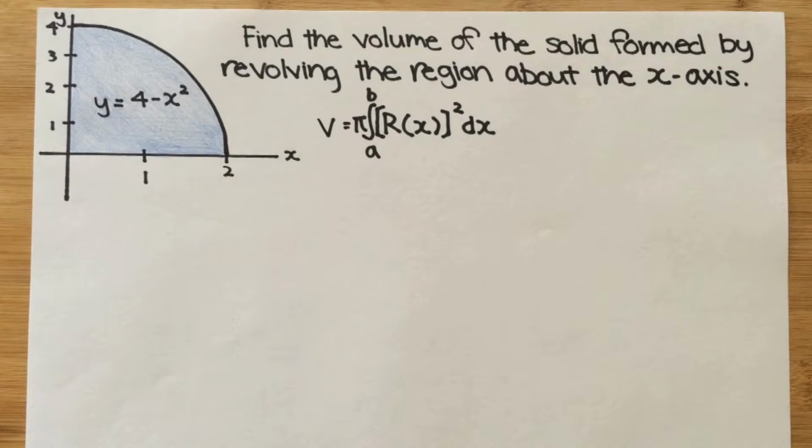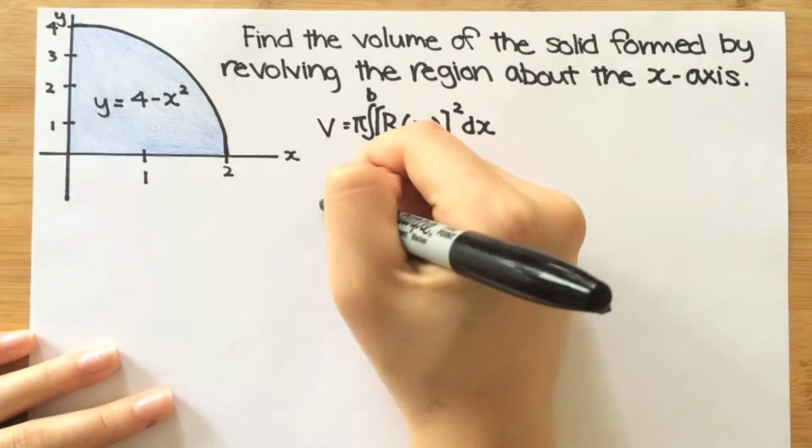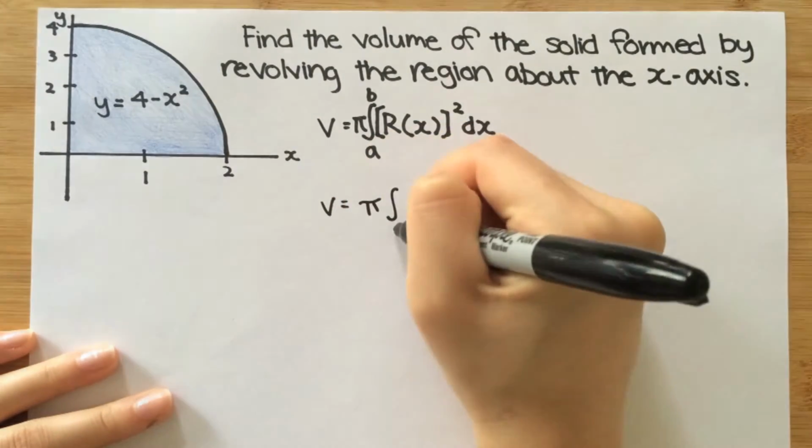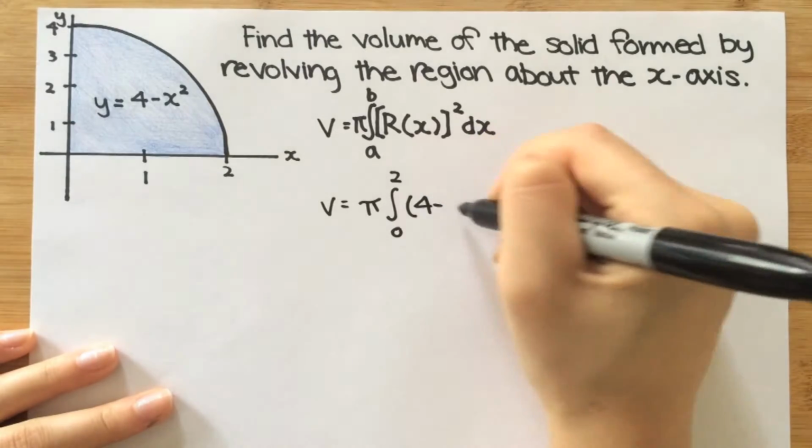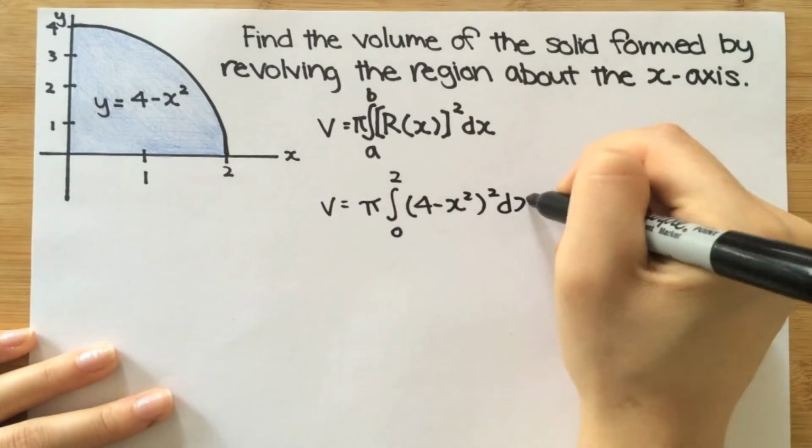An example will be to find the volume of a solid formed by revolving the region about the x-axis. The original equation of a volume is given by pi integral from a to b of R of x squared dx. Since the two endpoints of x are 0 and 2, these numbers will be substituted into a and b. After you plug in y equals 4 minus x squared into R of x, the equation would be pi times integral from 0 to 2 of 4 minus x squared, all squared, dx.